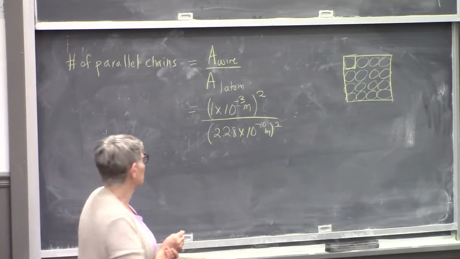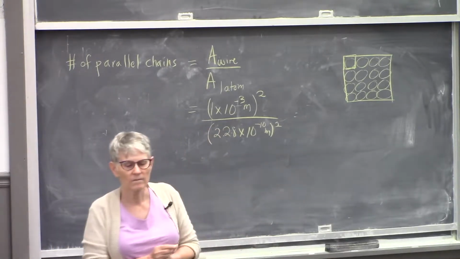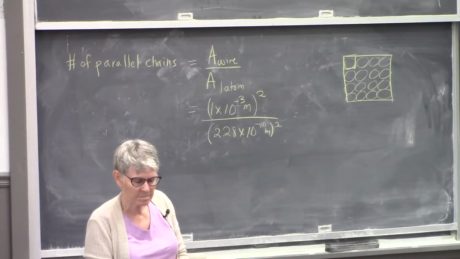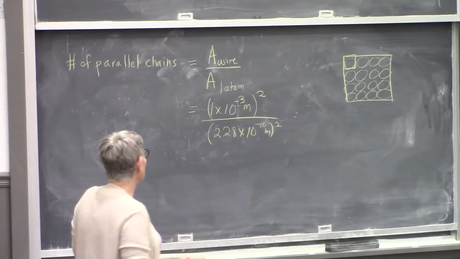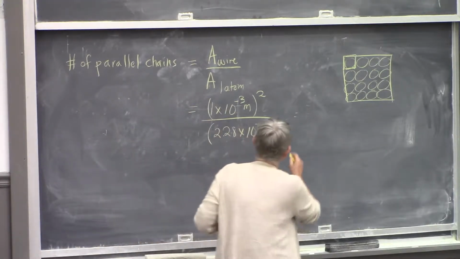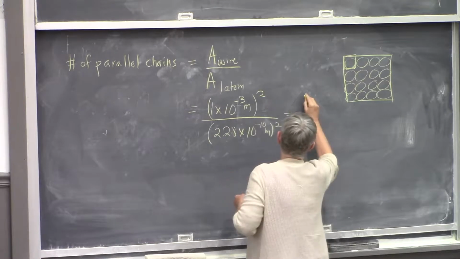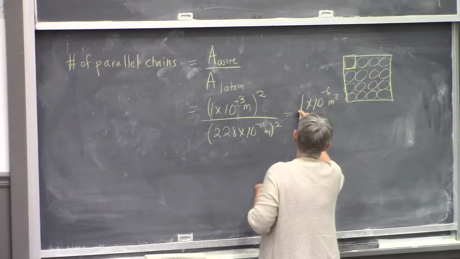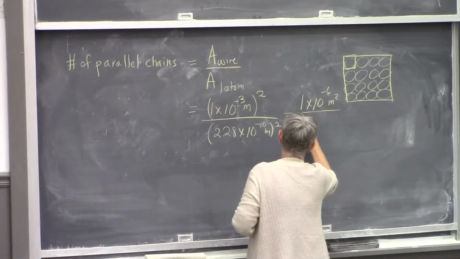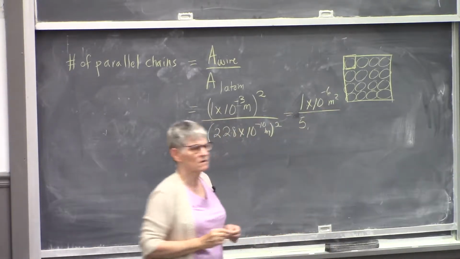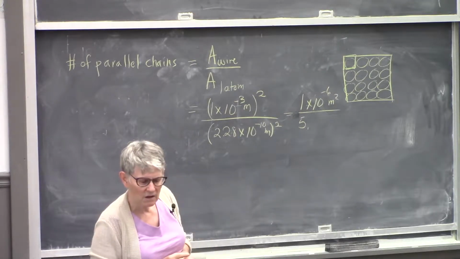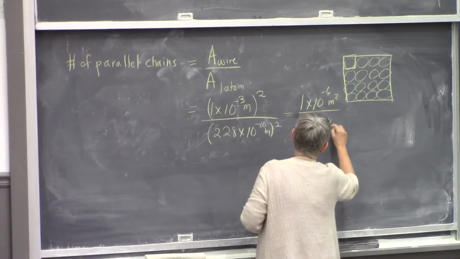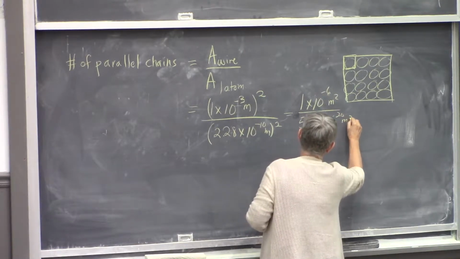And that gives us, I checked this morning. So this is actually kind of an interesting number. This comes out to 1 times, this comes out to 5.2 something, 5.2 times 10 to the minus 20th meters squared.